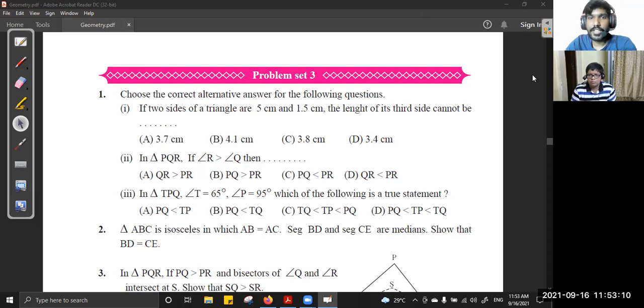Okay, so in this first MCQ, if two sides of a triangle are 5 centimeters and 1.5 centimeters, then the length of the third side cannot be. What can it not be? Now you have learned the triangle inequality. What does triangle inequality say? You add any two sides of a triangle, it has to be greater than the third side.